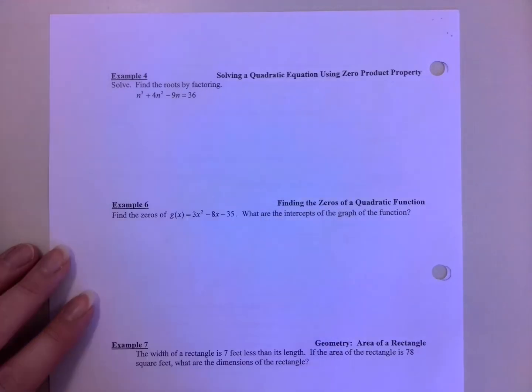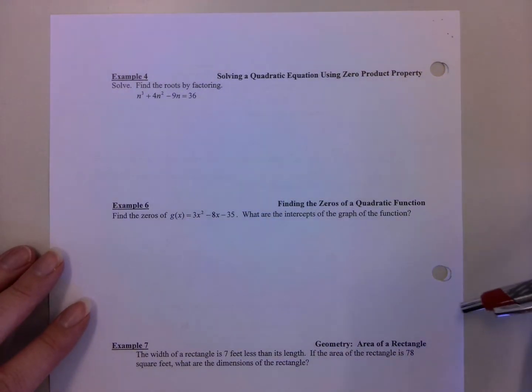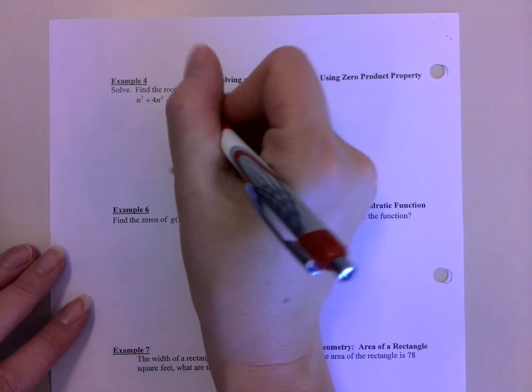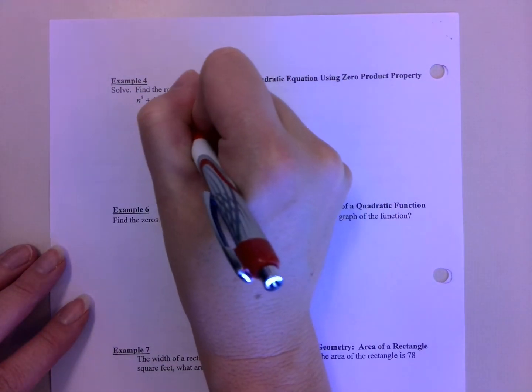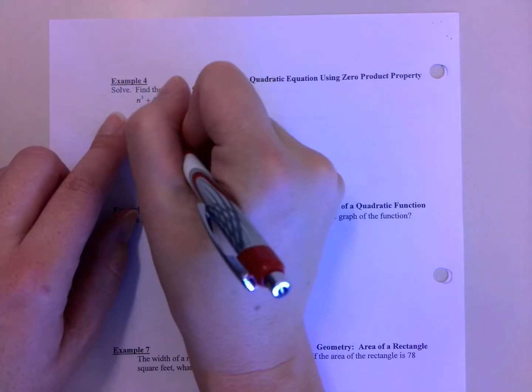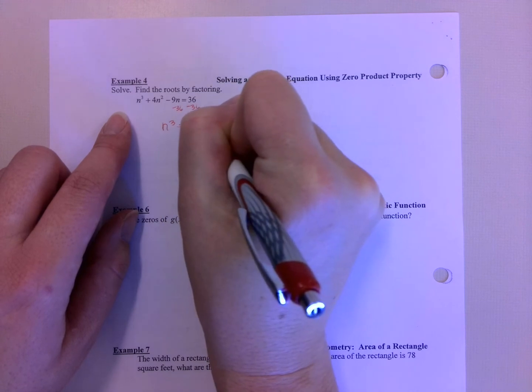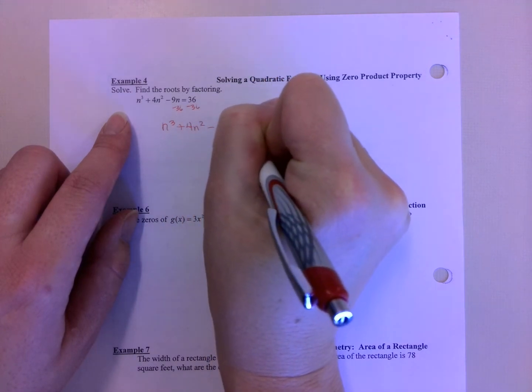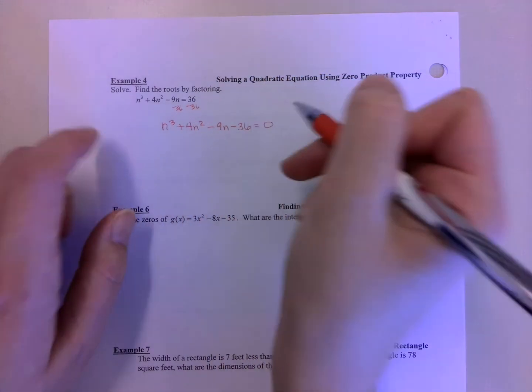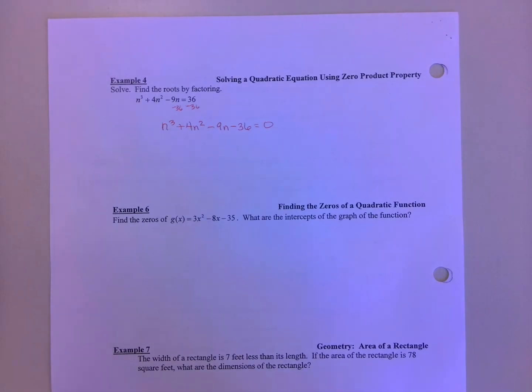It says solve and find the roots by factoring. So the first thing we need to do again is set it equal to 0. So I just need to move this 36 over. There are no like terms, so I end up with n to the third plus 4n squared minus 9n minus 36. You really want to double check your signs because that can throw everything off.